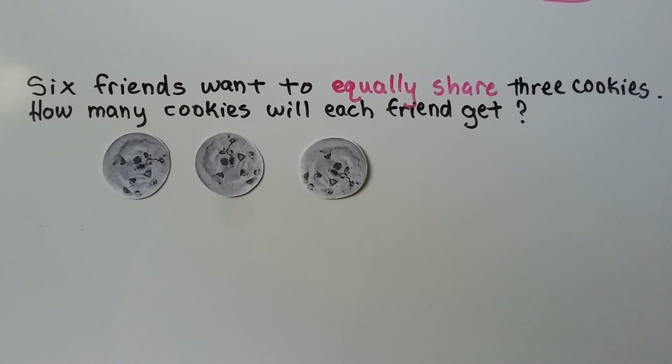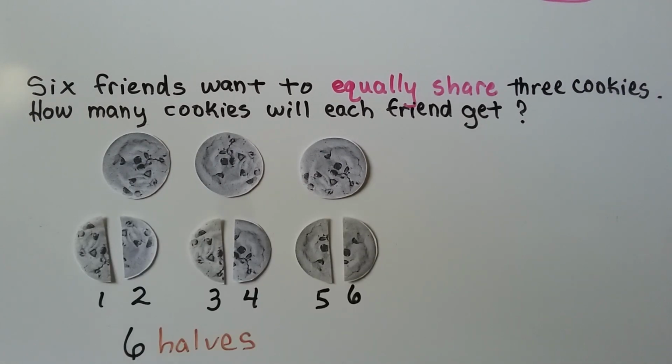Now we have 6 friends who want to equally share 3 cookies. How many cookies will each friend get? Now you may think, oh, they can't, there's not enough cookies. But what if we cut the cookies in half? If we cut each cookie in half, we'll have 6 halves. Each of the friends will be able to get half of a cookie.